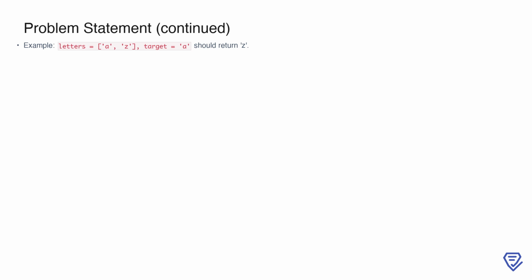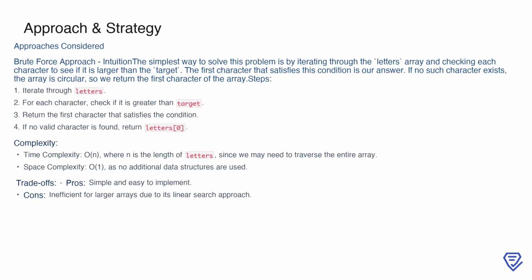an efficient solution. To solve the problem of finding the smallest letter greater than the given target, the simplest approach we can consider is the brute force method. The intuition here is straightforward: iterate through the letters array and check each character to determine if it is greater than the target. As soon as we find such a character, we return it as our answer. If no valid character is found during the iteration, we account for the circular nature of the array by returning the first character of the array, letters[0].